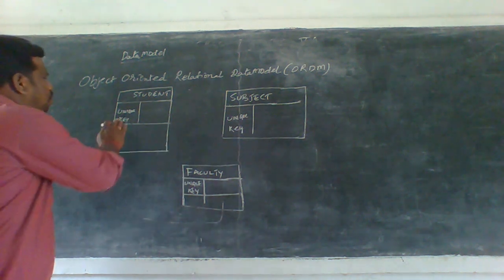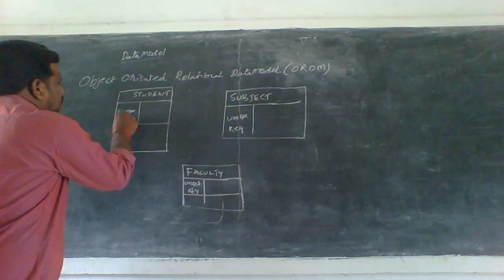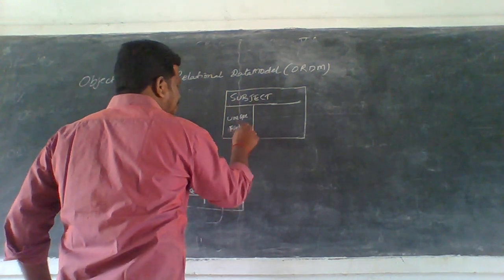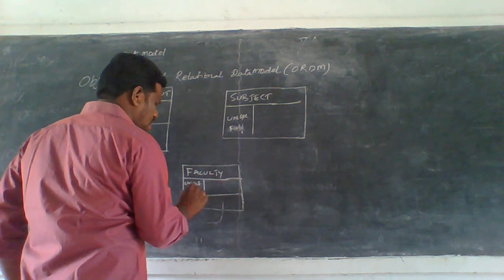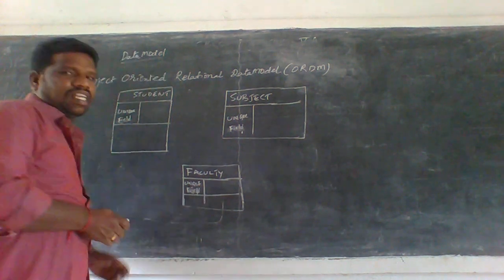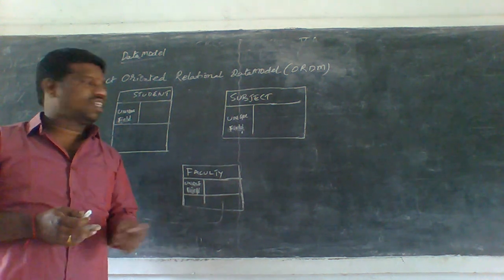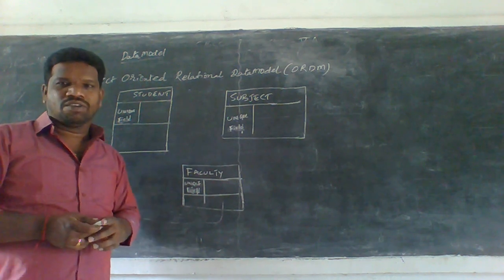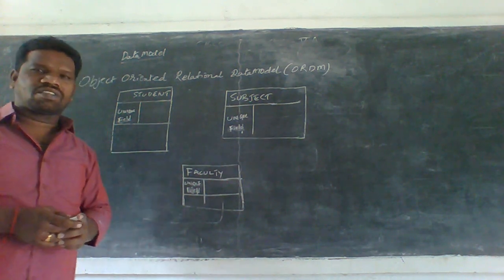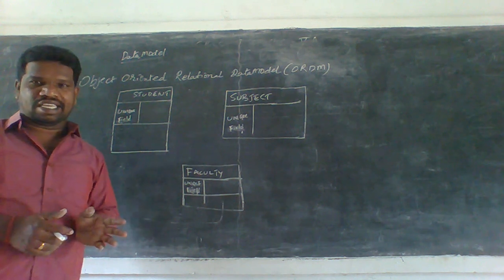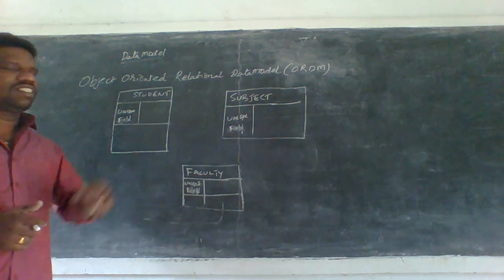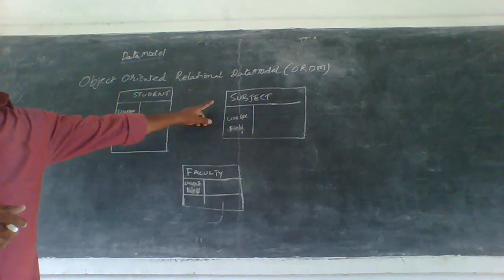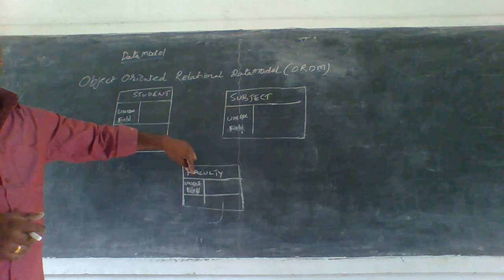We don't know yet what a key is, so that's why I am writing unique field. Here is also a unique field, and here also. Because I'm not teaching about keys, I'm not explaining the types of keys. In the previous class I discussed what is a unique key and what is a non-unique key. So let us take three tables: the student table, the subject table, and the faculty table.